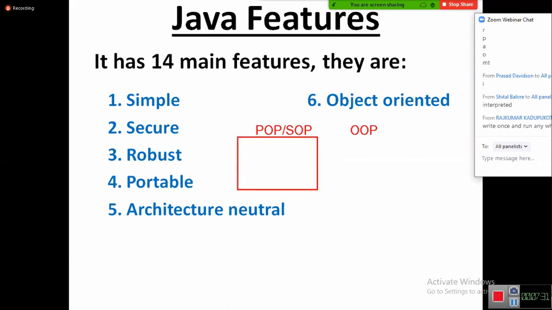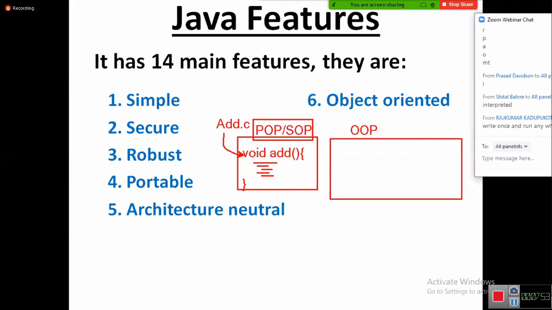In a structured or procedure oriented style, we create a function directly. We write logic directly like this. This is the structured programming style. So we will create a program called add.c, and inside add.c we directly create a function. That's why it is called procedure or structured oriented style.